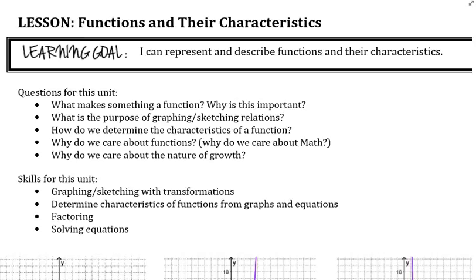Why do we graph or sketch relations or functions? What's the purpose of doing that? We do a lot of sketching in this course. How do we determine the characteristics of a function? Why do we care about functions at all? Not just if it's a function, but functions of relationships. What about growth? Why does the nature of growth matter?